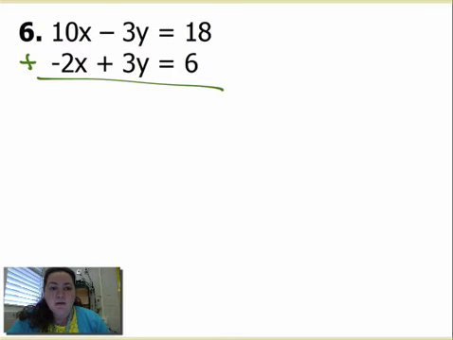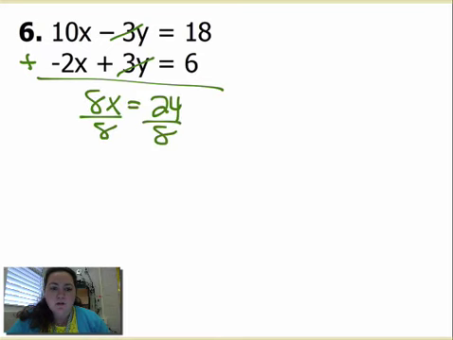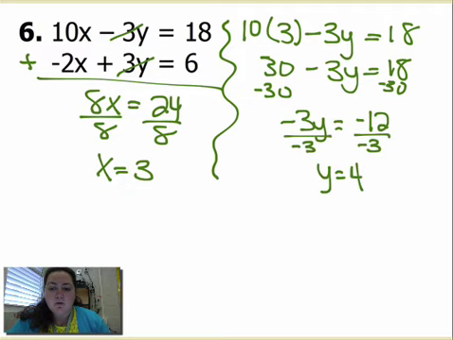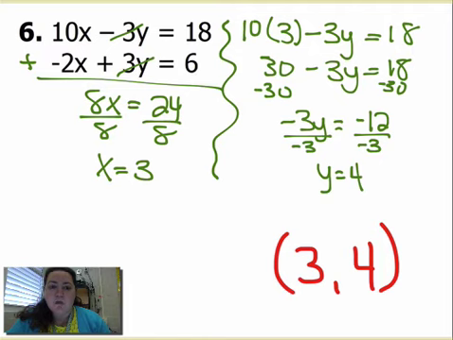Alright, number 6, my y's are the same coefficient. I have one negative, one positive, so I'm going to add them. They're going to cancel. 10x plus negative 2x is 8x. 18 plus 6 is 24. Divide by 8, I get x equals 3. Then I'm going to plug the 3 into one of the equations for x. So I get 30 minus 3y equals 18. Move the 30 over, I get negative 3y equals negative 12. So y equals 4, and my solution is 3, 4.